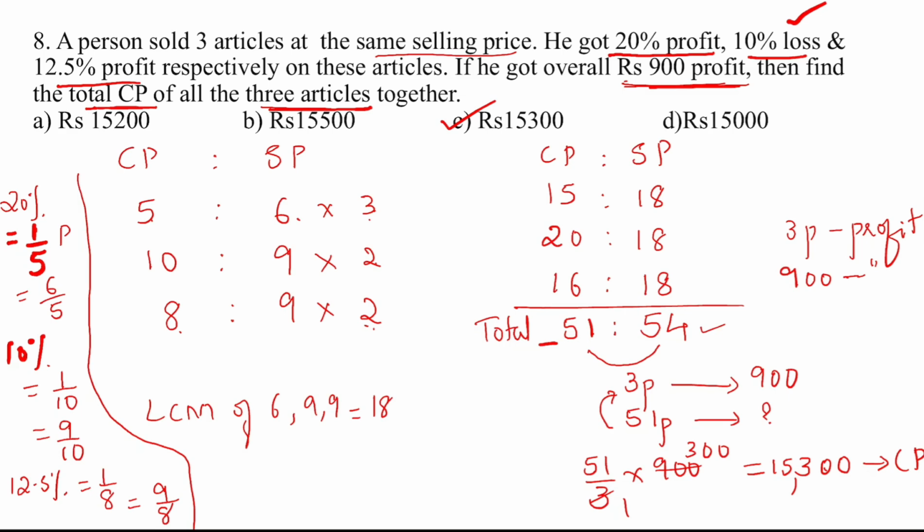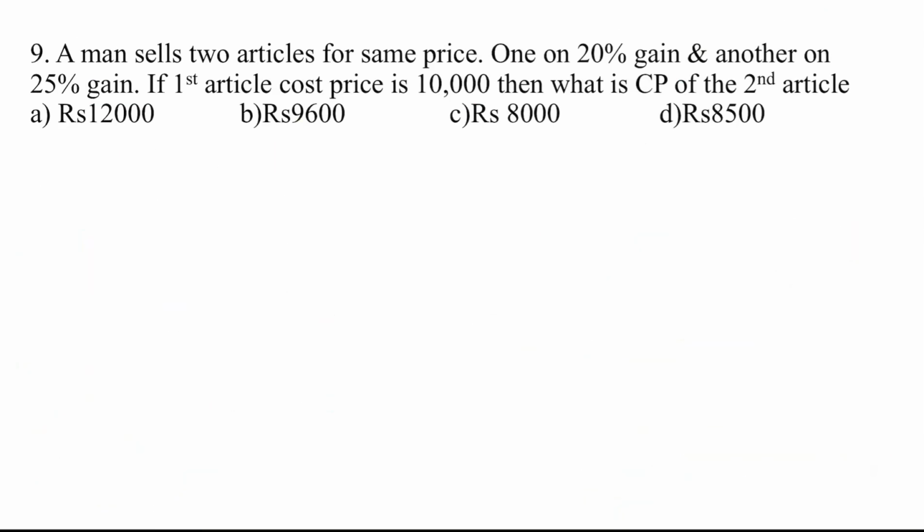So next problem. A man sells 2 articles for the same price. Okay, same selling price. On one 20% gain and on another 25% gain. Okay. So the cost price to selling price ratio will be established. If the first article costs rupees 10,000, first article is costing how much? 10,000. Then what is the cost price of the second article?